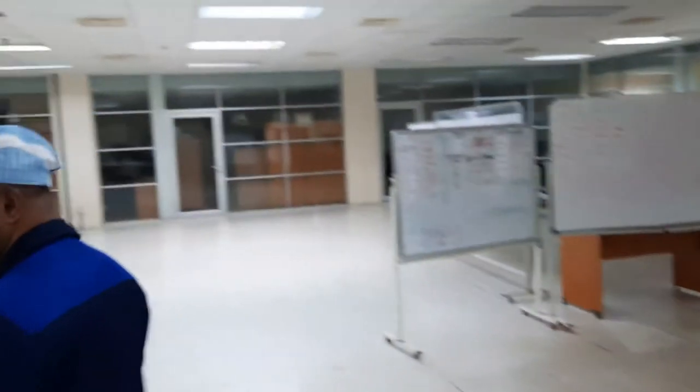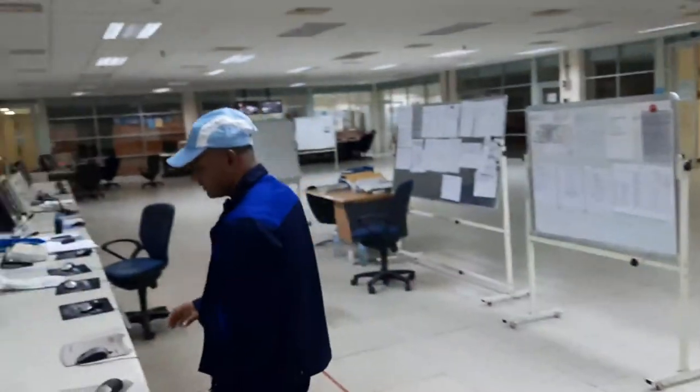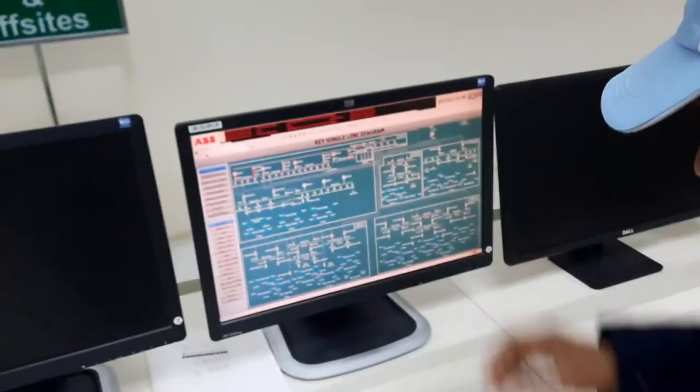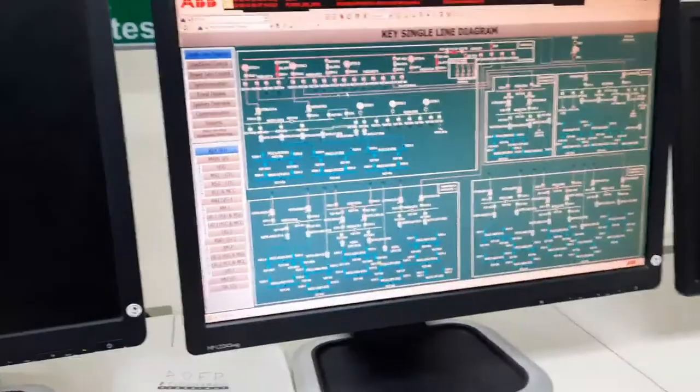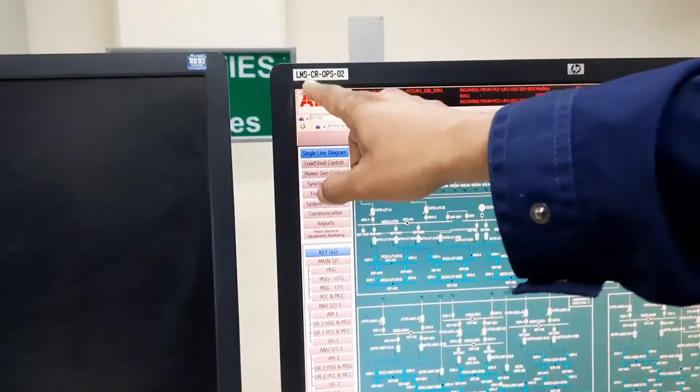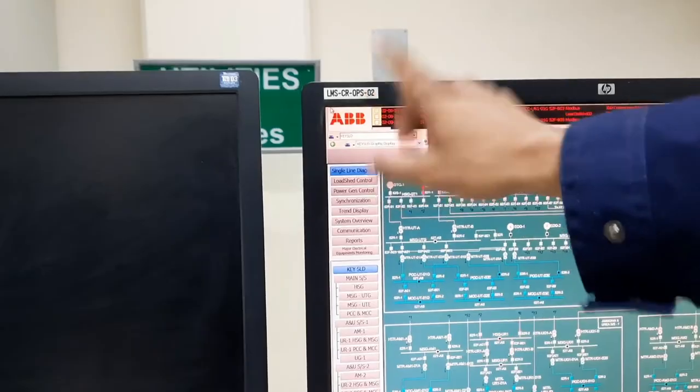Okay, now coming to this graphic, because this PC is also very slow. At this stage, I will show you. This is our single line diagram, okay? LMS, load management system, control room, UPS-02.